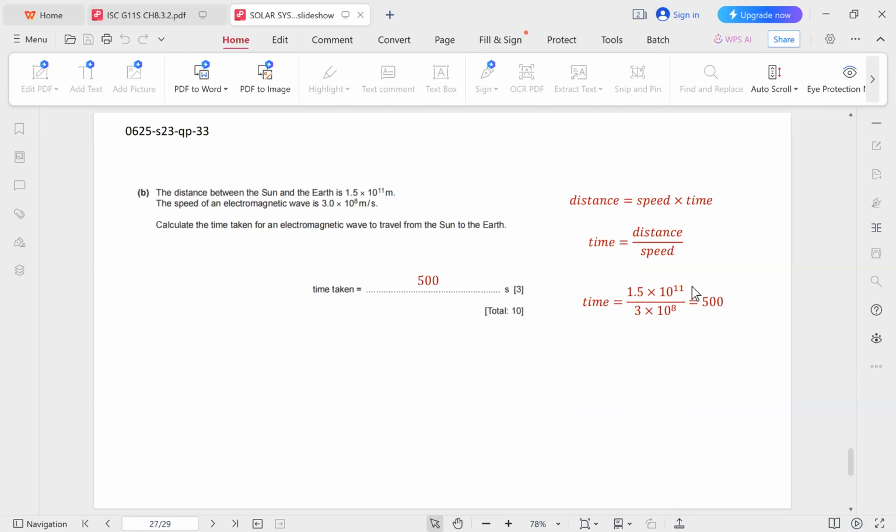The distance between the sun and the earth is 1.5 times 10 to the power of 11. The speed of an electromagnetic wave is 3 times 10 to the power of 8. Calculate the time taken for an electromagnetic wave to travel from the sun to the earth. Again, this is the exact same question with the exact same numbers, though in a different exam. Again, this is the distance, this is the speed, and we use the exact same formula to get the exact same result, 500 seconds.